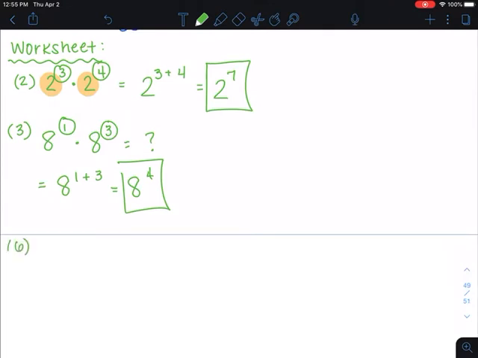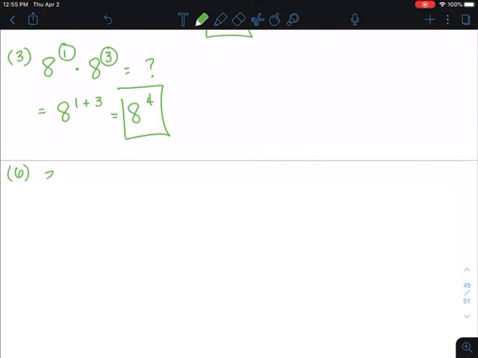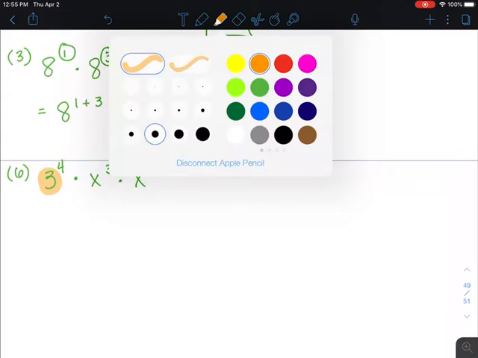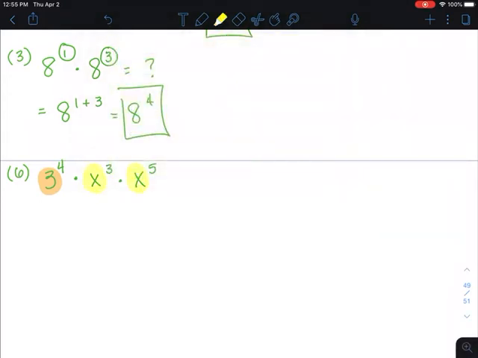And let's look at number 6, when you have two different bases. So we have 3 to the fourth power times x to the third power times x to the fifth power. So the first base we have is a 3. The other bases we have are x's. X's and a 3 are not the same base, so we're going to have two things in our final answer. So we're going to keep this part because there's no other 3's that we can combine with. So we will keep 3 to the fourth power.